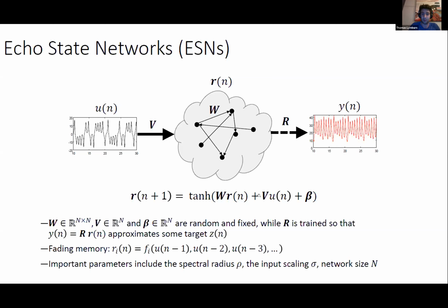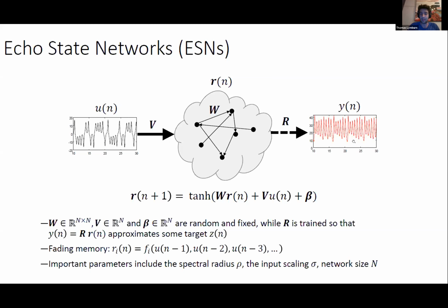And then you run your system according to this equation. Beta just moves you around on your tanh activation functions. You then measure all your response states, and you then use linear regression to train your readout vector, which is going to synthesize your target function.